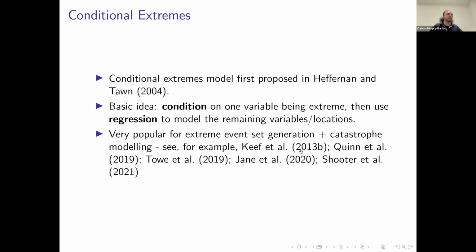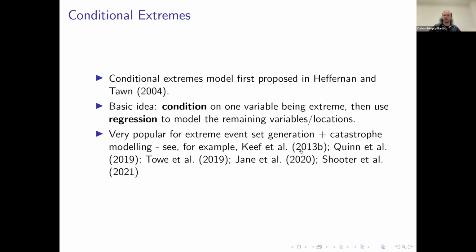Okay, so first up, we have the conditional extremes model, which was first proposed back in 2004. It's actually a very simple idea. You pick one variable out of the variables you have, you condition on that variable being big, and then we perform regression on the remaining variables. So it's a very simple kind of regression model, very similar to linear regression.